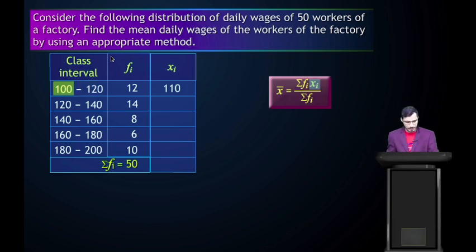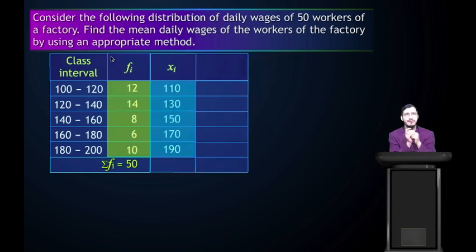Again you can see the difference between the first class interval and the second class interval, 100 to 120, 120 to 140. So the difference is 20, so we add 20 each time. So 110, 130, 150, 170 and 190 will be our xi here. Then in the next column we multiply fi into xi.